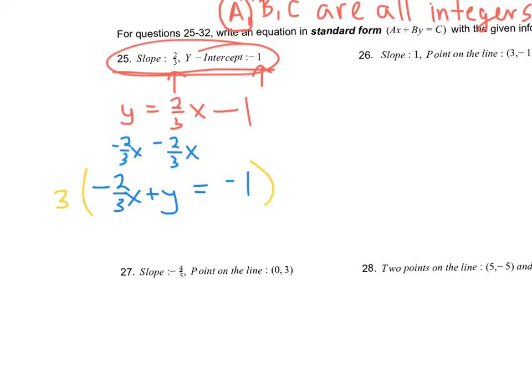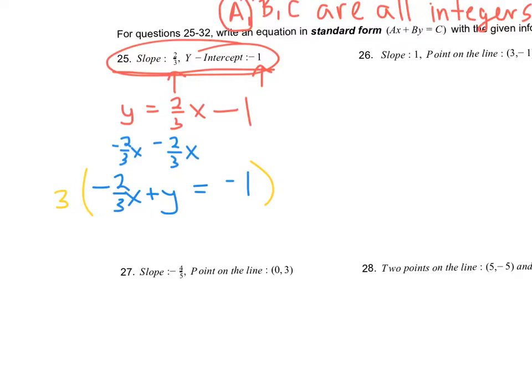I'm choosing 3 because 3 is in the denominator, and if I multiply -2/3 by 3, these 3's divide out or cancel out, and I'm left with -2x. And then the 3 will be applied to positive y, and the 3 will be applied to -1.